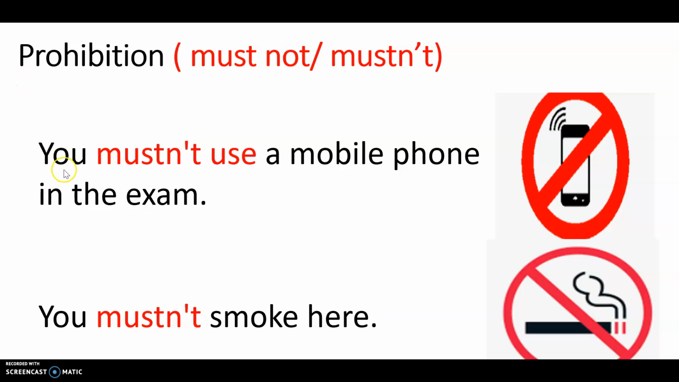Okay, you mustn't use a mobile phone in the exam. So you are not allowed to use a mobile phone in the exam. So I use mustn't, okay, to say that something is prohibited. You mustn't smoke here because this is not an area for smoking. So you are not allowed to smoke here.